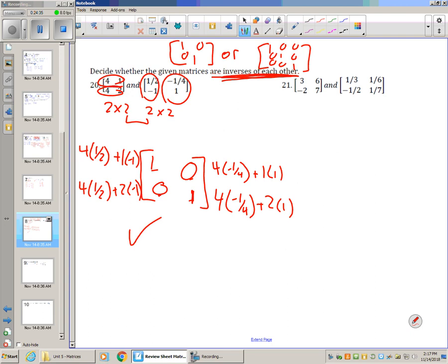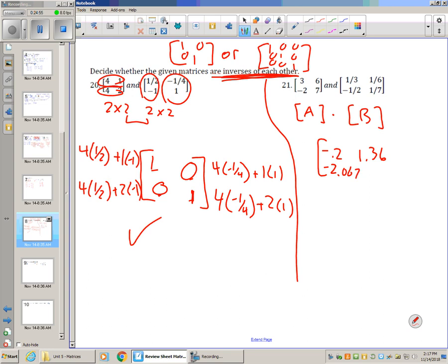That's your work for that. Now, let's do 21 in the calculator. So that's just going to do matrix A times matrix B. When I end up multiplying those, the product that I get is negative 0.2, 1.36, negative 2.067, and 0.667. Obviously not inverses of each other because it is not the identity matrix. So no, those are not inverses.